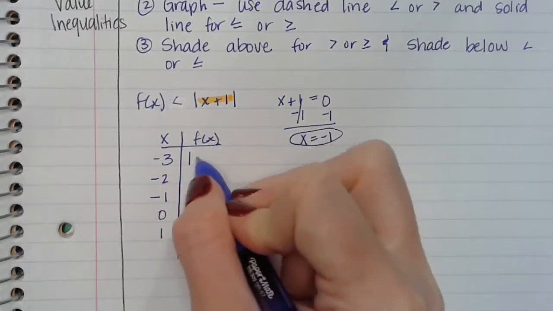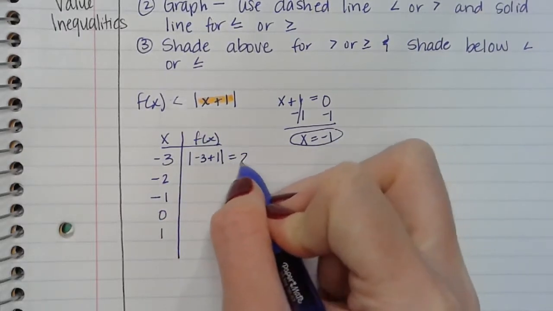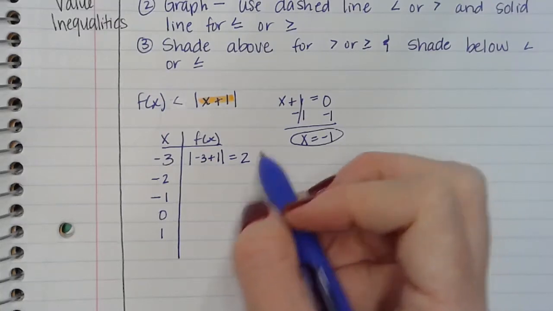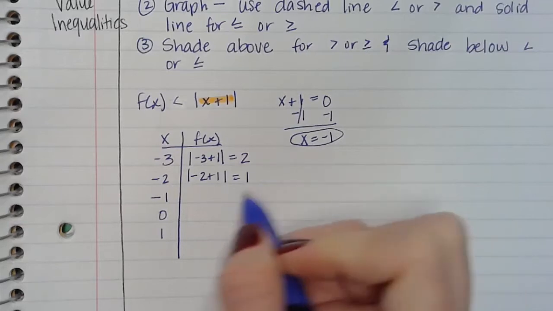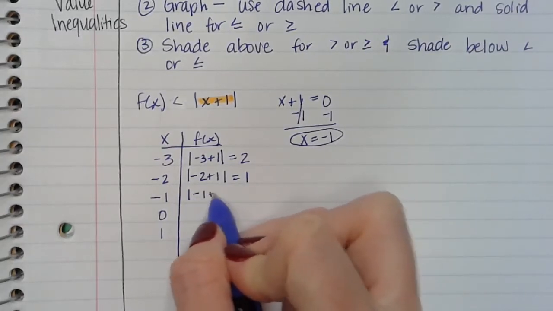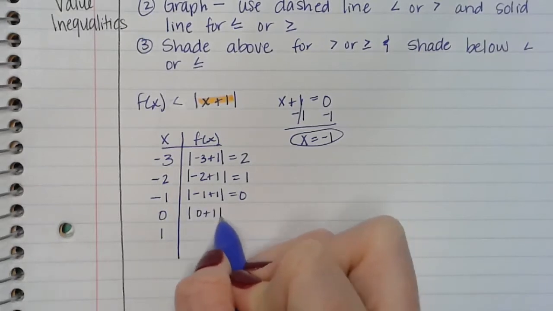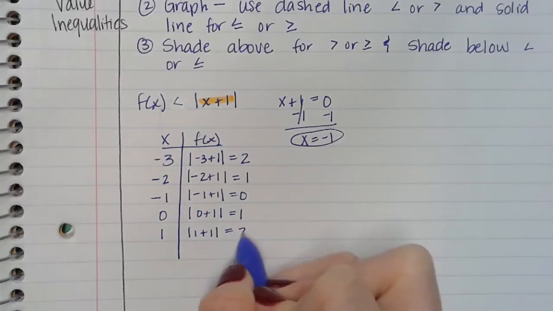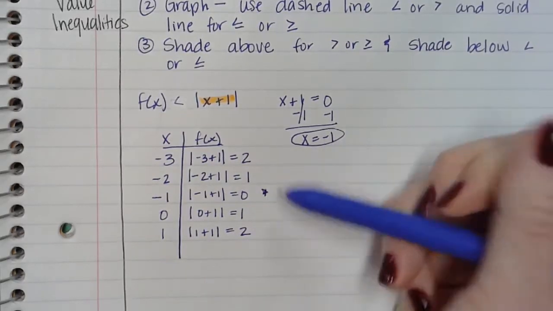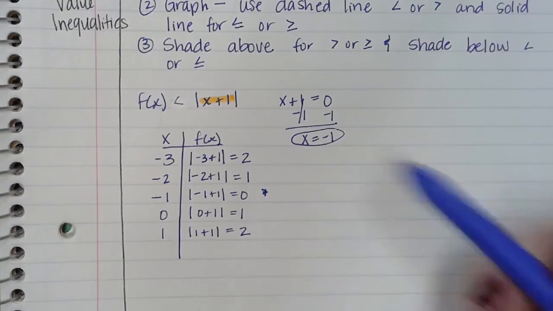So if I plug in a -3, we get -3 plus 1, which is -2, which the absolute value is +2. When I plug in a -2, I get a 1. When I plug in a -1, I get 0. When I plug in a 0, I get 1. And when I plug in a 1, I get 2. Again, this is our turning point, so we should see this pattern where it goes 2, 1, 0, and then it climbs back up 1, 2.